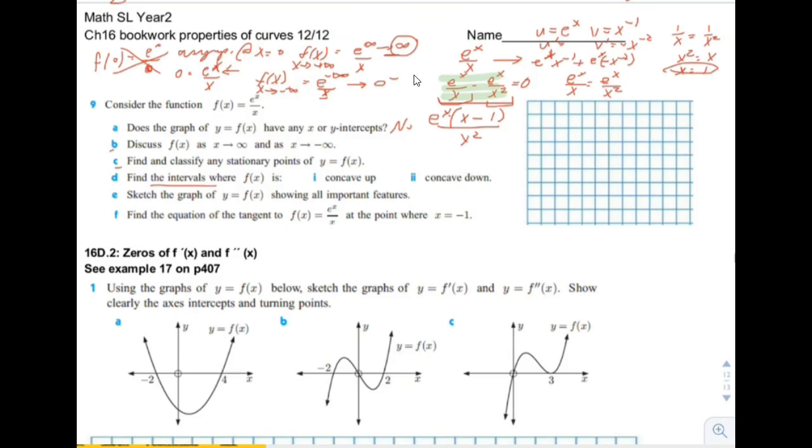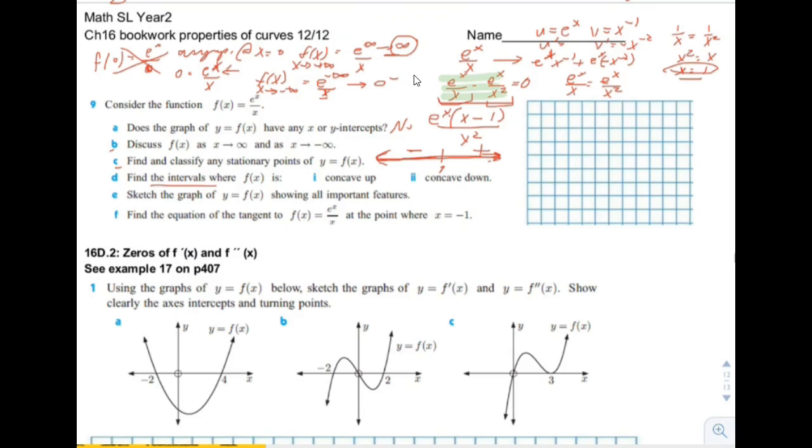Looking at this, we're going to make a sign diagram for f prime, and in the middle we're going to have x equals 1, which is our critical point, our stationary point. If we put in a big positive number here, we're going to get a positive number out. If we put in a big negative number, we're going to have a negative number out. So we already know what our derivative does going from left to right.